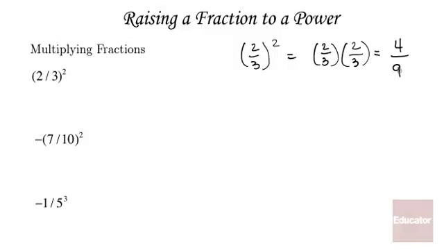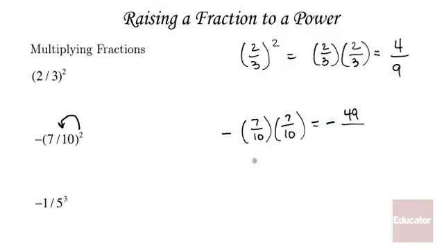Let's look at where this negative sign is placed. It's outside the parentheses, so this 2 exponent is only going to be touching the fraction. So that means it's going to be negative 7 over 10, and the exponent tells us we're only repeating the fraction, not the negative sign. So a negative times a positive here will be a negative. 7 times 7 is 49, and 10 times 10 is 100.